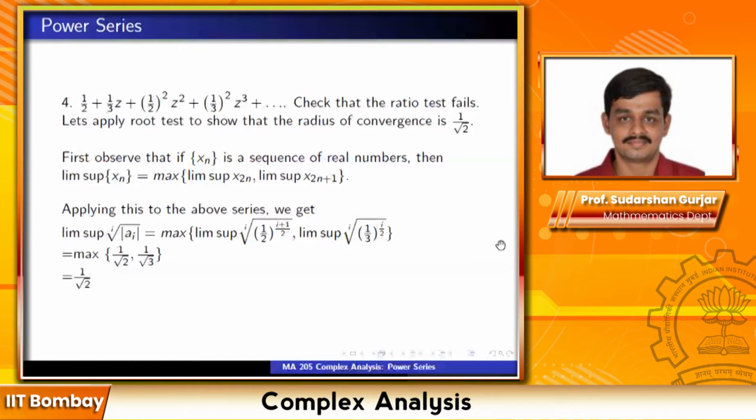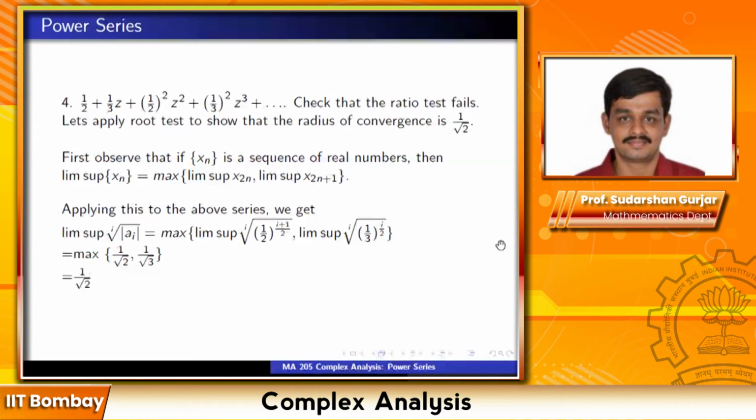So this is half plus 1 by 3 z plus half square z square plus 1 by 3 square z cube. Next term will be half cube z4 plus 1 by 3 cube z5 and so on. Okay, so this is my series. Half, 1 by 3, then half square, 1 by 3 square, then half cube, 1 by 3 cube and so on.